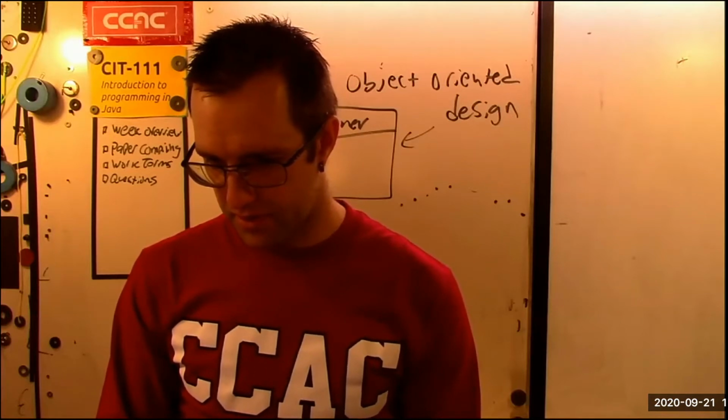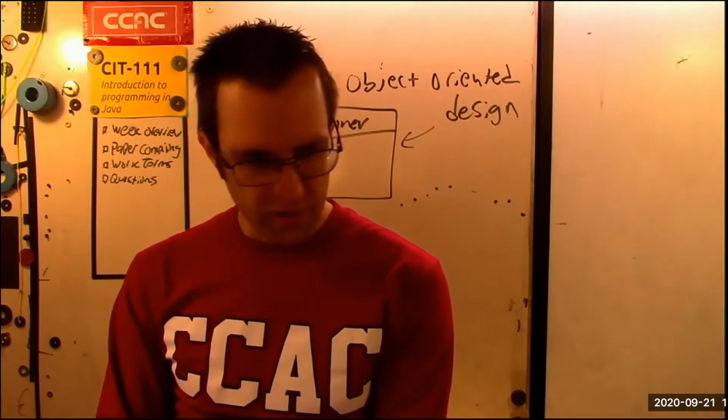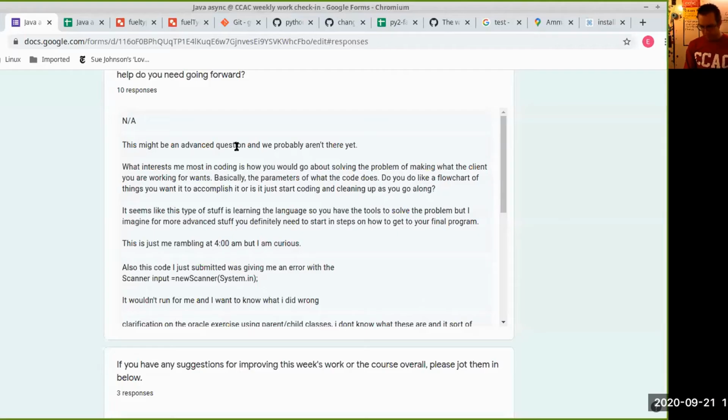Let's see some of the interesting questions we got as a group. I'm going to actually pull this up on the screen so you can take a look. What interests me most in coding is how do you go about solving problems of making what the client you're working for wants. Basically, what parameters the code does. Do you do a flow chart, or just start cleaning up your code as you go along?